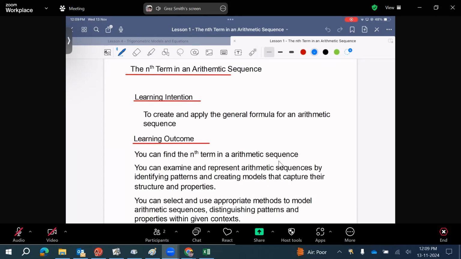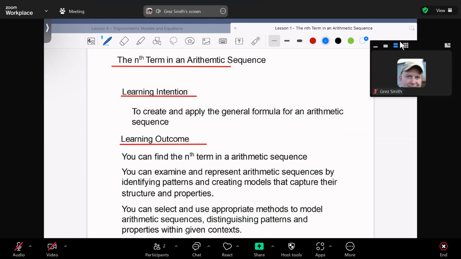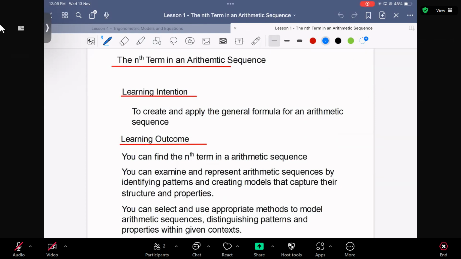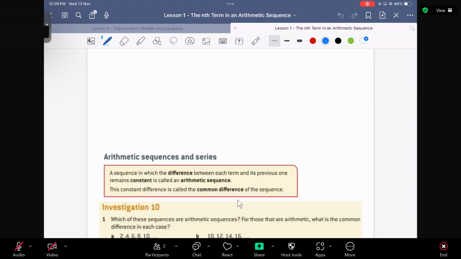Right, so for our new topic, let's have a look at what our topic is. Our topic is the nth term in an arithmetic sequence.